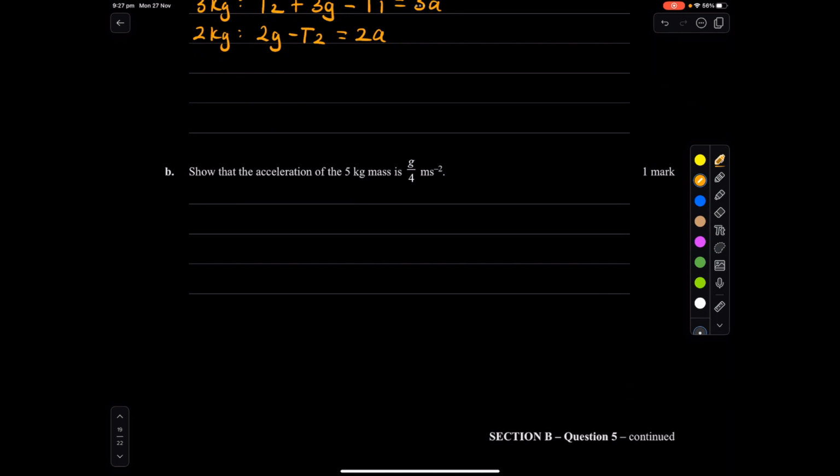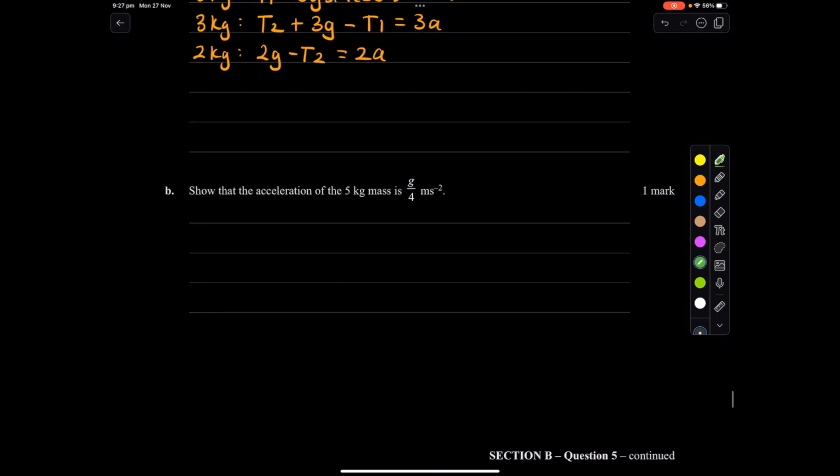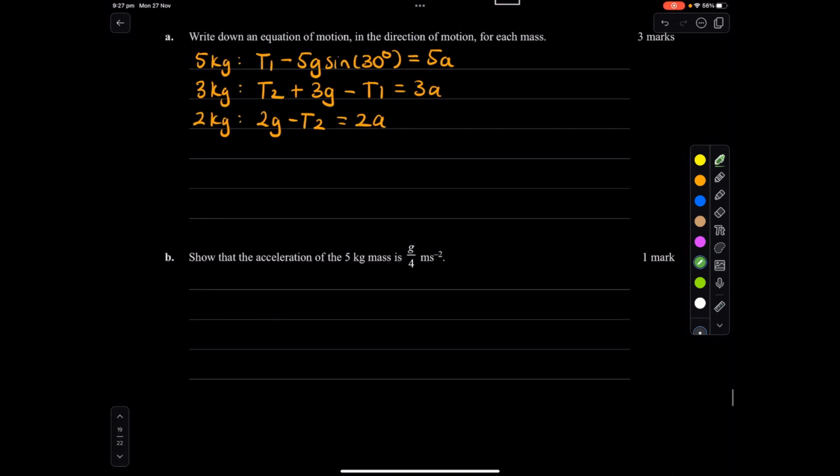Show that, so let's look at this one. It says, show that the acceleration of the 5 kilogram mass is g over 4. So we just need to calculate the acceleration, because all of them have the same acceleration.